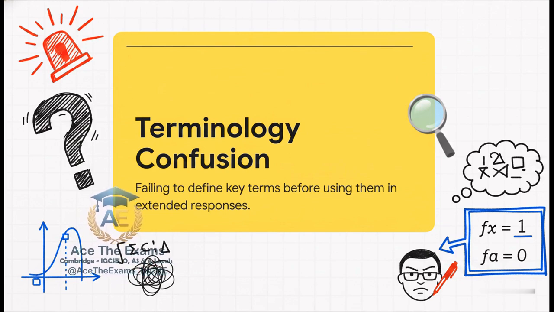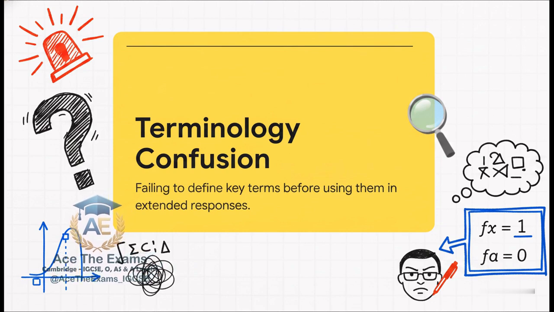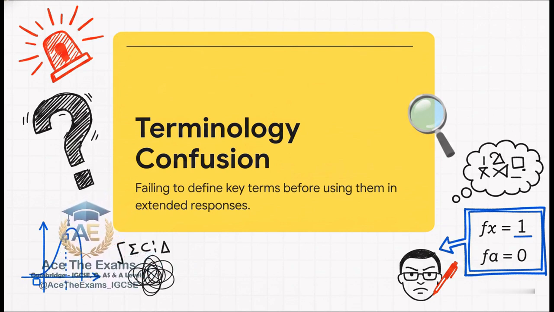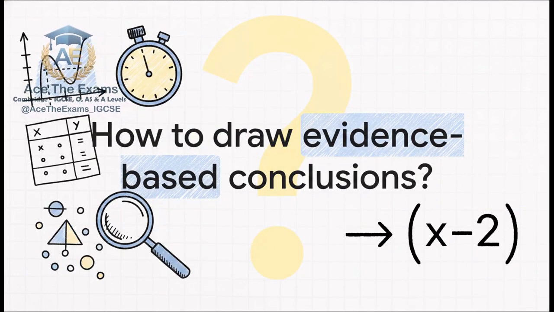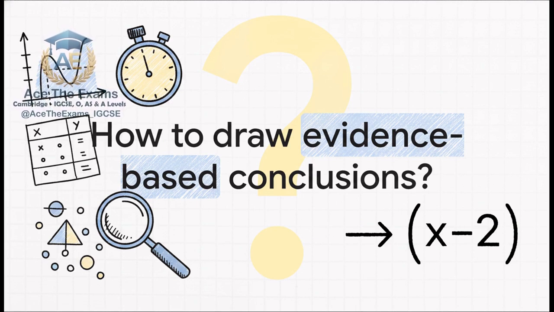By explicitly defining your terms right at the start, you are signaling to the examiner that you are in complete, masterful command of the mathematical language. You aren't just guessing, you are speaking their language. So, pivoting from avoiding mistakes to actively synthesizing information, we really have to ask ourselves this critical question.